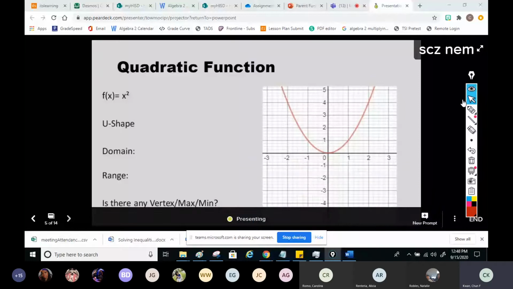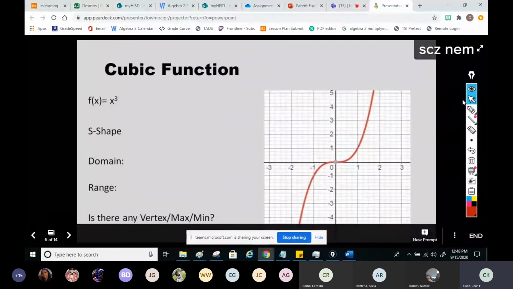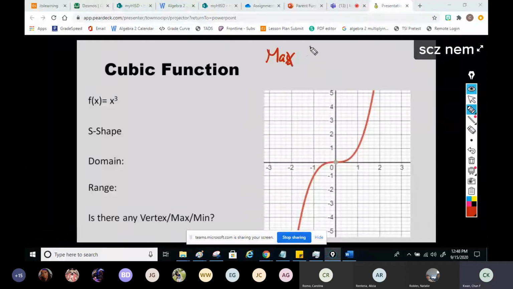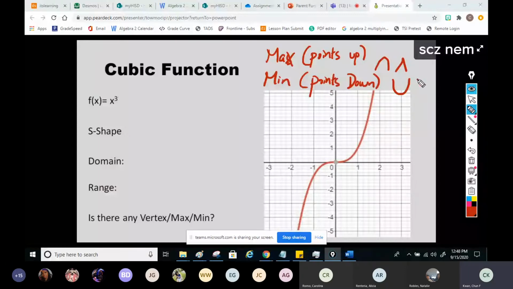Okay, moving on. So the next function that we're going to look at is the cubic function. Oh, how do you know if it's a max or a min? All right, good question, Hammer. You can know it's a max if it points up. If it looks like this, or if it looks like that, that is a max. And a minimum would be something that points down. If you see a U that looks like this, or like that, then that would be a minimum. So it depends on whether it's pointing up or pointing down.